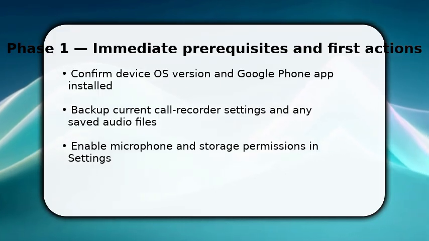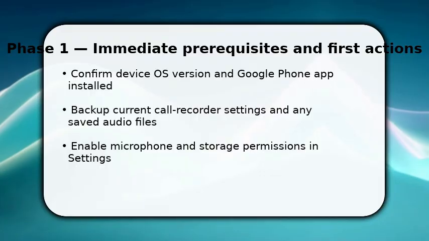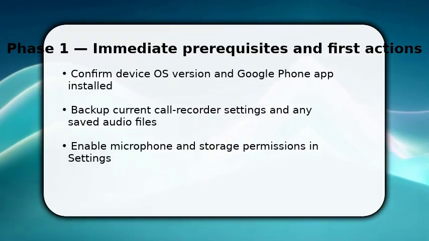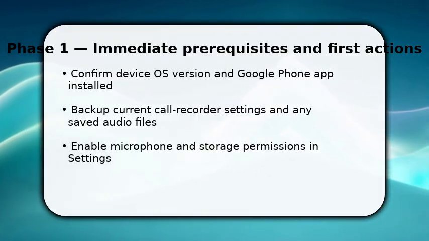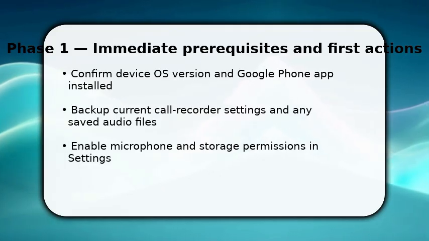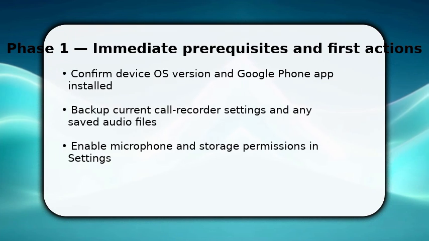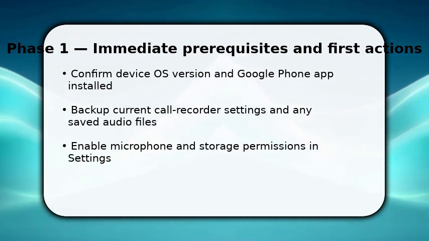Next, open settings for apps, locate phone, and enable microphone and storage permissions. Without those, the recorder won't function. Make sure battery optimizations are off for phone. Otherwise, recordings can be truncated or fail when the screen sleeps.